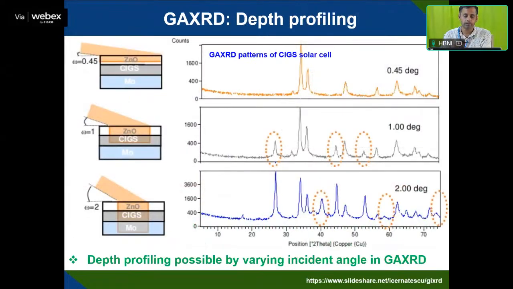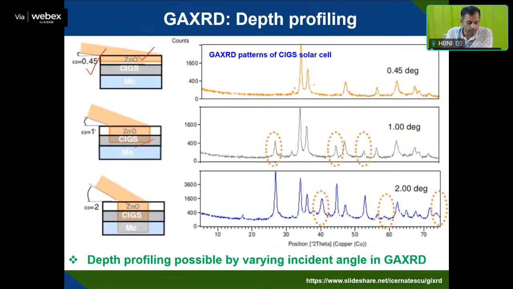One of the best examples is a solar cell made up of a molybdenum substrate with CIGS and a top zinc oxide layer. When you have a grazing angle, here omega is 0.45, the peaks are mainly from the top surface. That zinc oxide peak you are able to see here in the top surface.